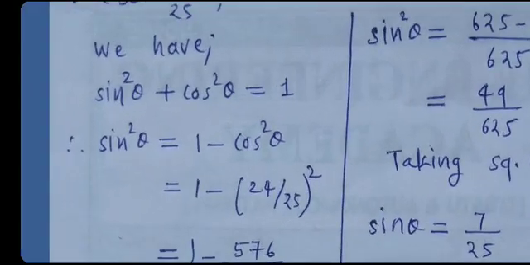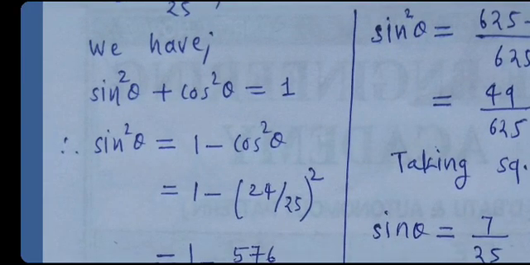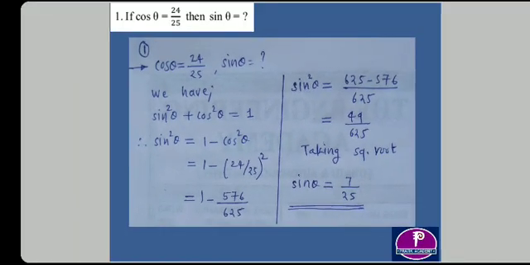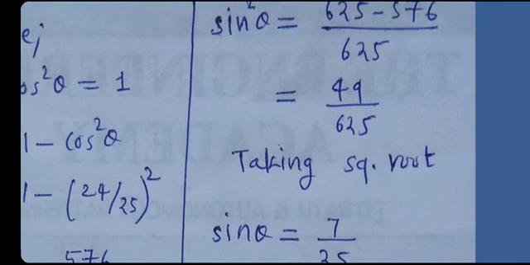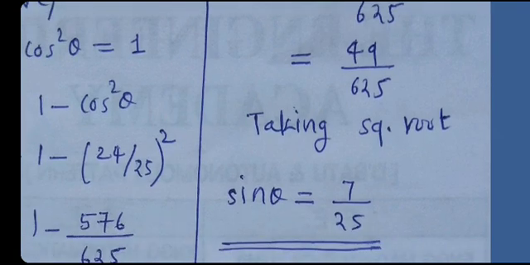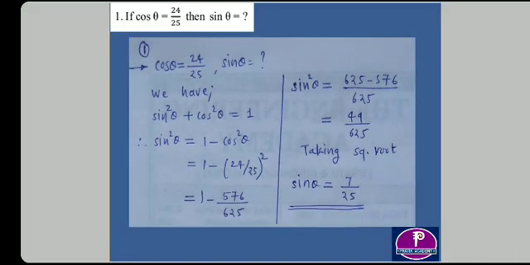We know the standard identity, sin square theta plus cos square theta is equal to 1. Therefore sin square theta will become equal to 1 minus cos square theta. Then put the value of cos theta here. Then we get, after simplification, sin square theta is equal to 49 upon 625, and then finally take the square root. Then we get sin theta is equal to 7 upon 25. Okay, so here we have used the trigonometric relation between sin and cos.